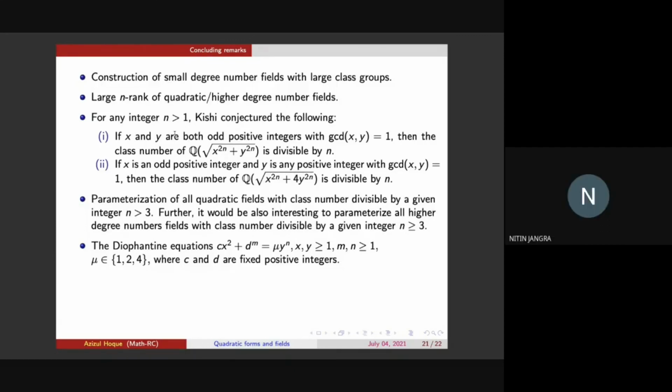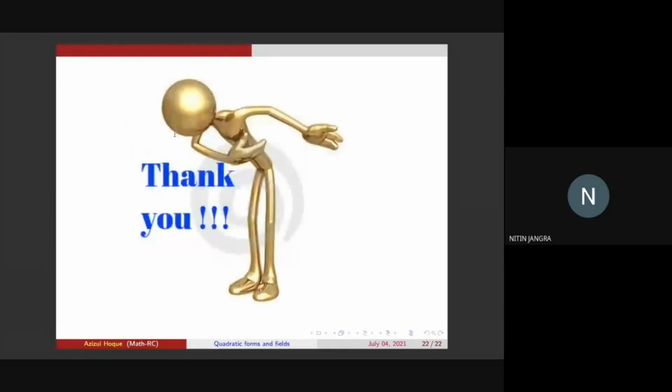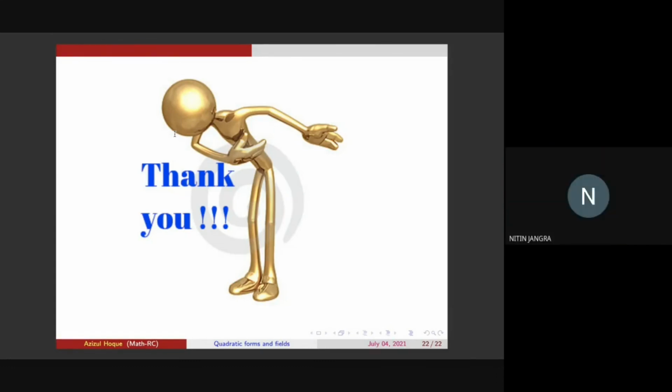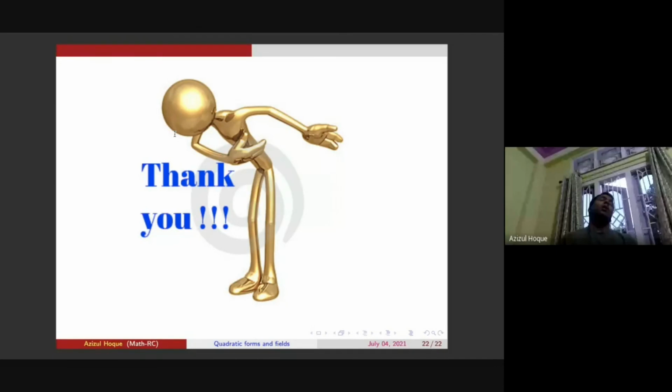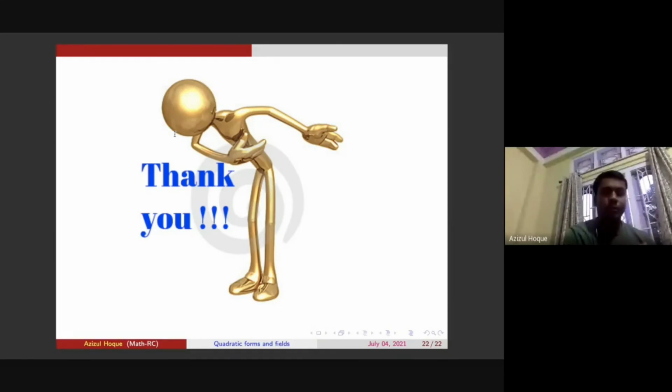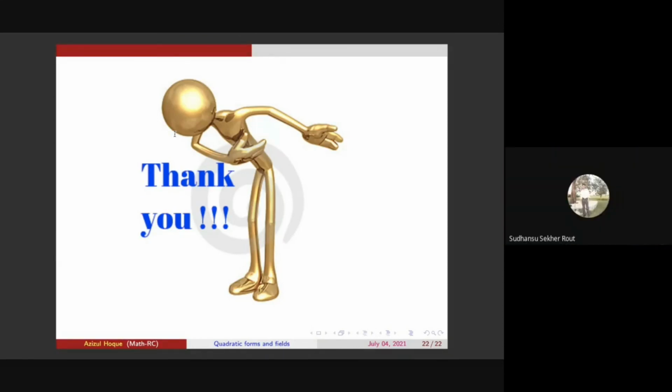Sir, can you please again tell me what a class number is? Okay, so the class number of quadratic fields or number fields. For any number field, look at the group of all fractional ideals. That forms an abelian group.